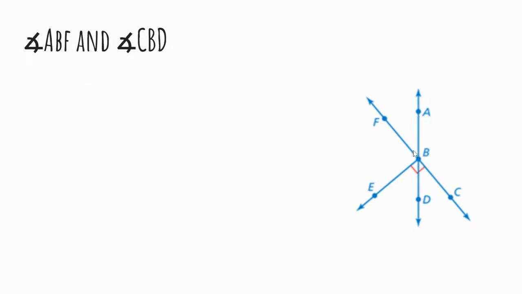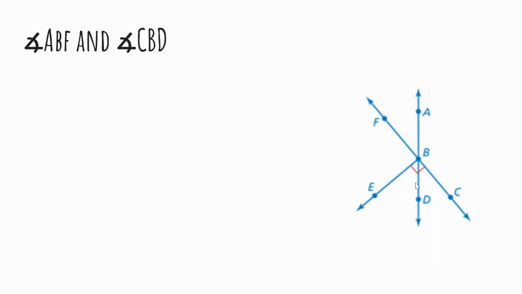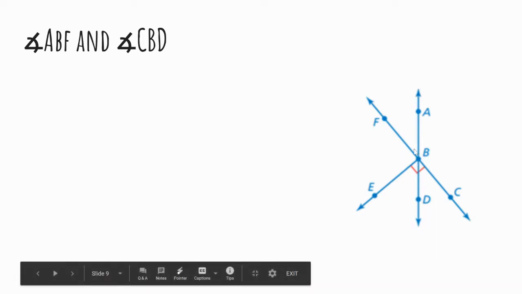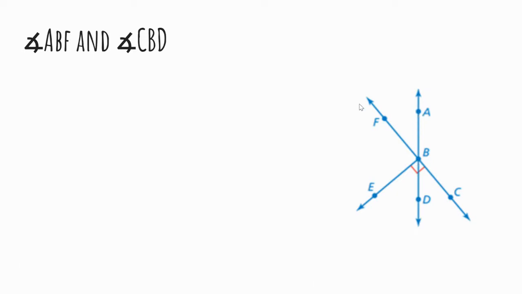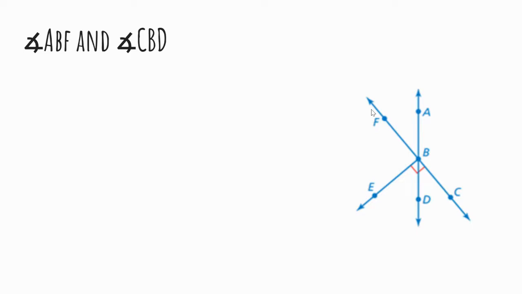Next one we have now is ABF and CBD. Now this one gets a little harder to see because we have all these lines here. You notice this right here is a straight line, and this right here is a straight line. These two lines are intersecting at B and they form four angles. They have angle ABF, CBD. They also have angle ABC and FBD. Those are the four angles formed from these two intersecting lines. So ABF and CBD are across from each other in these intersecting lines. Since they're across from each other, they are vertical angles.